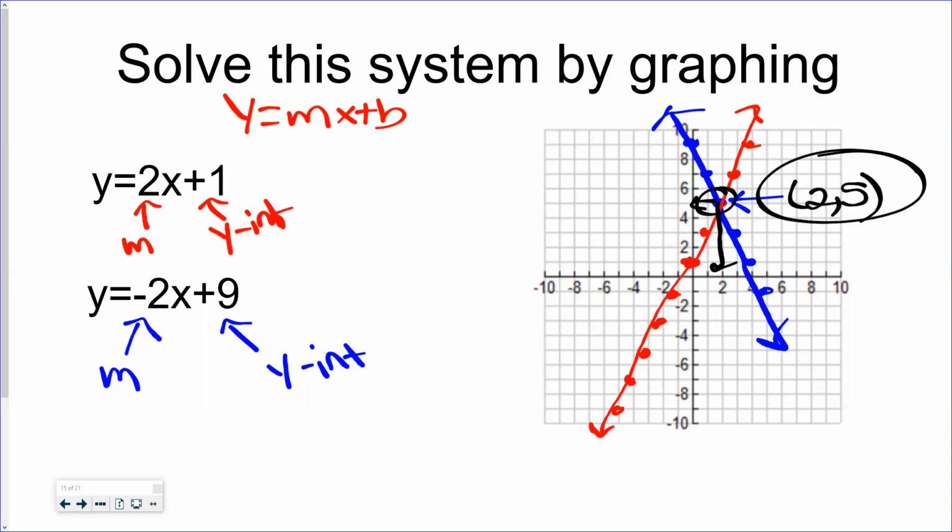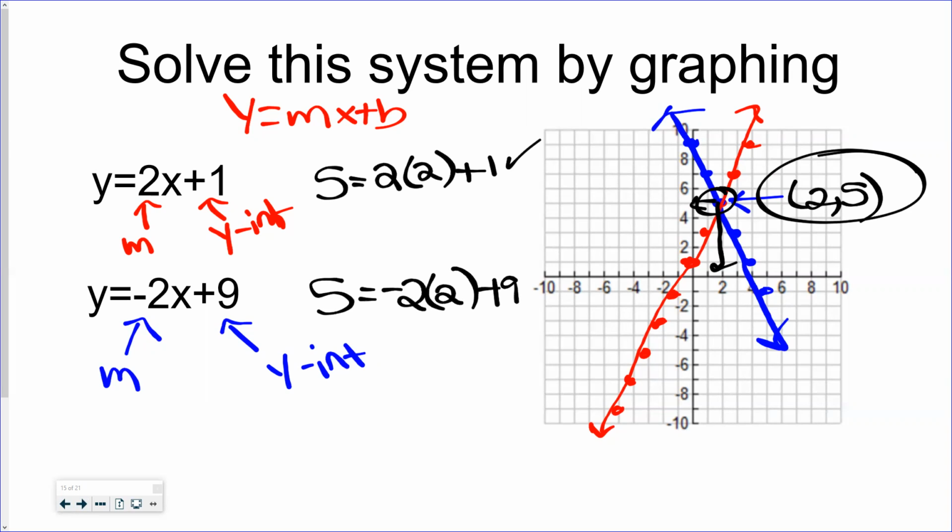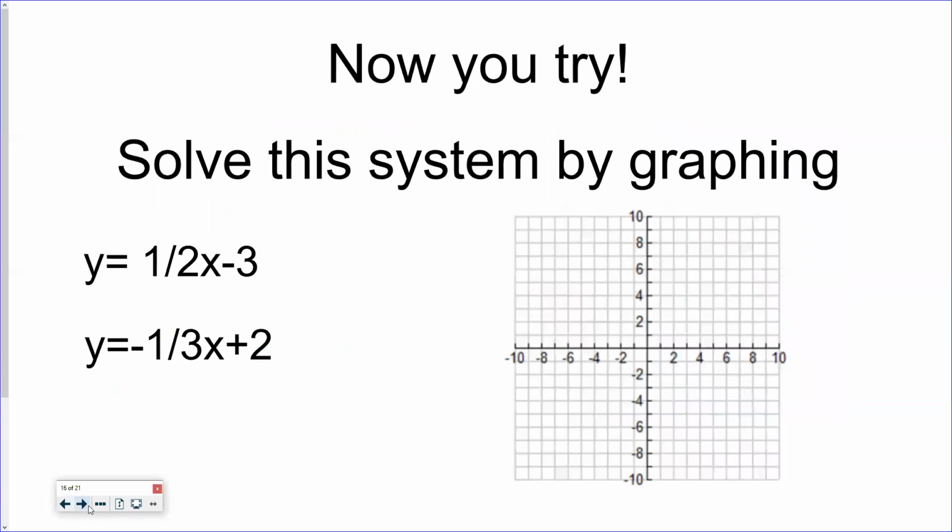If I put it in both equations, I would see 5 equals 2 times 2 plus 1, and 5 equals negative 2 times 2 plus 9. Both of those would end up being true statements. Okay, now you guys try this one. Pause the video and you guys try it.